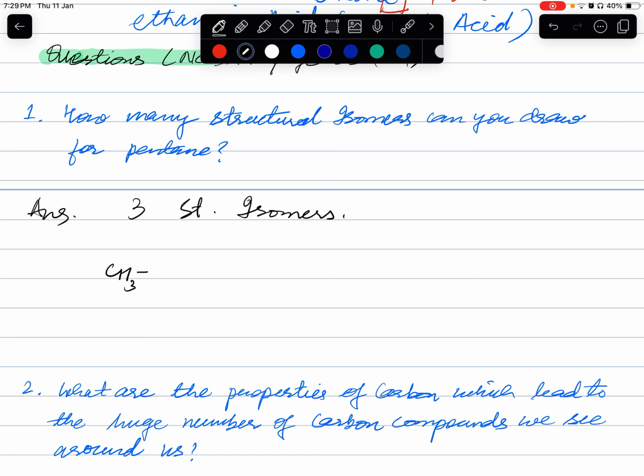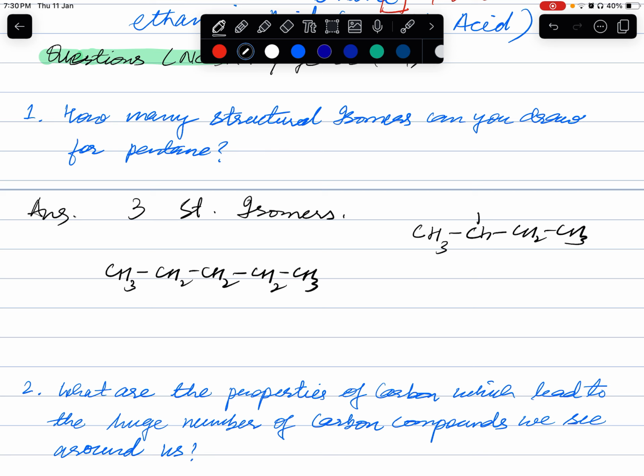I am writing here the condensed formula. We have done this earlier under the heading structural isomer, the structural formula of this compound. The first one is this, this is n-pentane, okay? Second one is this one, CH3CH.